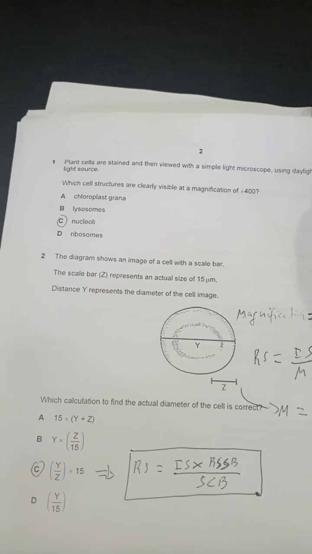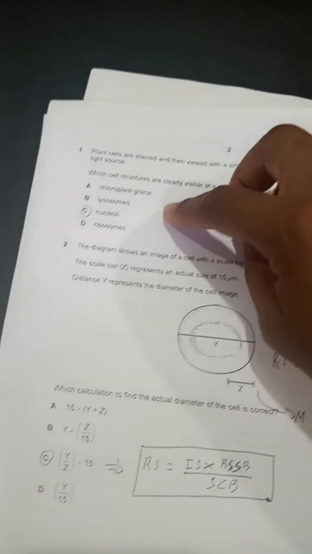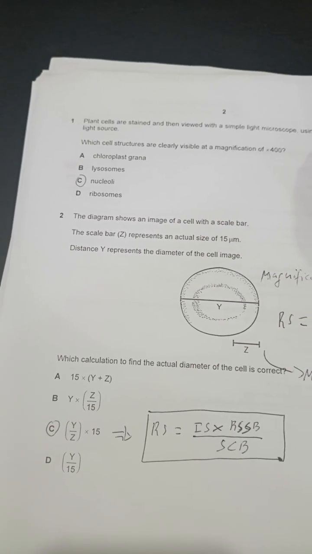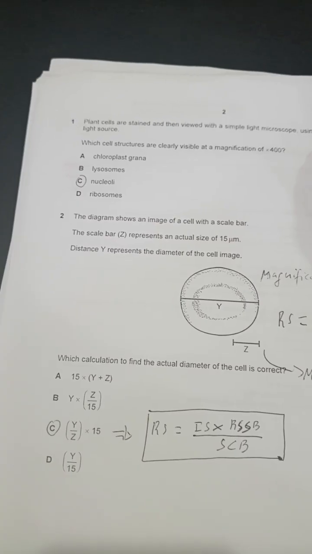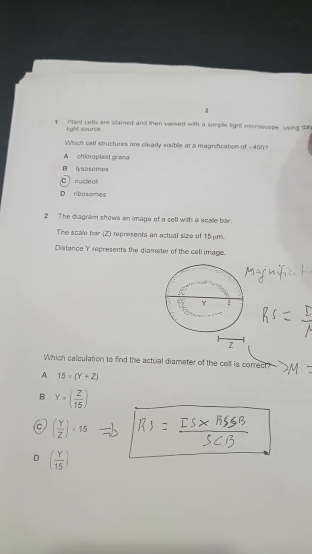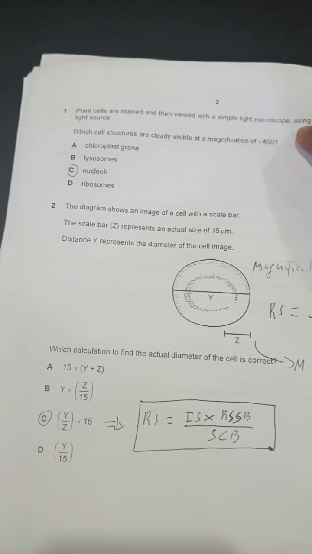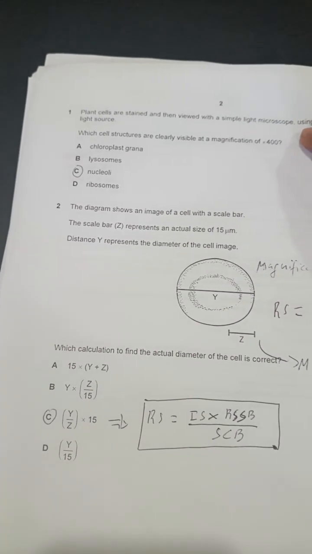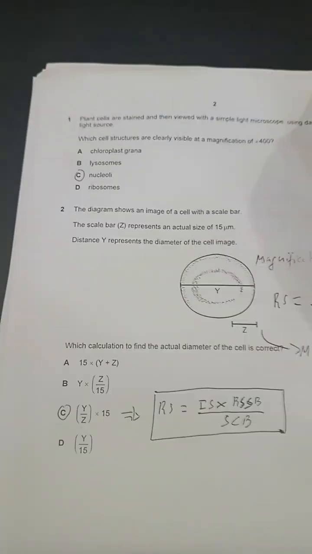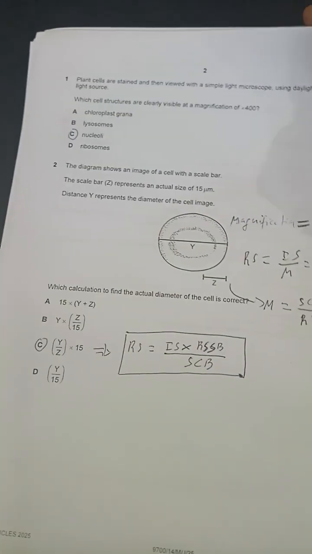So, chloroplast grana, no, it's not visible at this magnification. Lysosome, no. And the answer is actually nucleoli, right? Nucleus and nucleoli are visible under this magnification. The ribosome is too small, can't be seen with the light microscope. Okay, let's move on. One was a piece of cake.